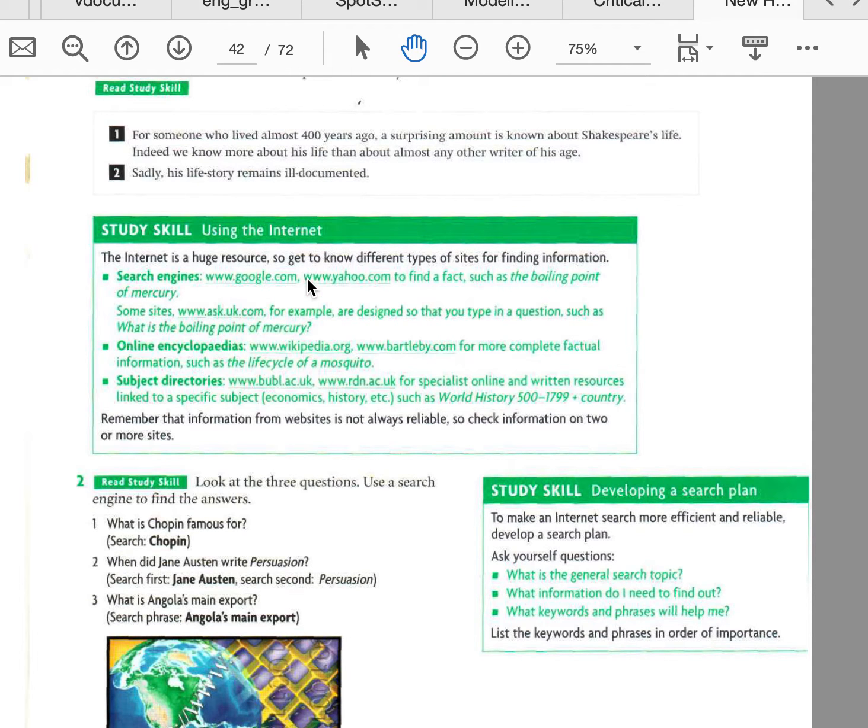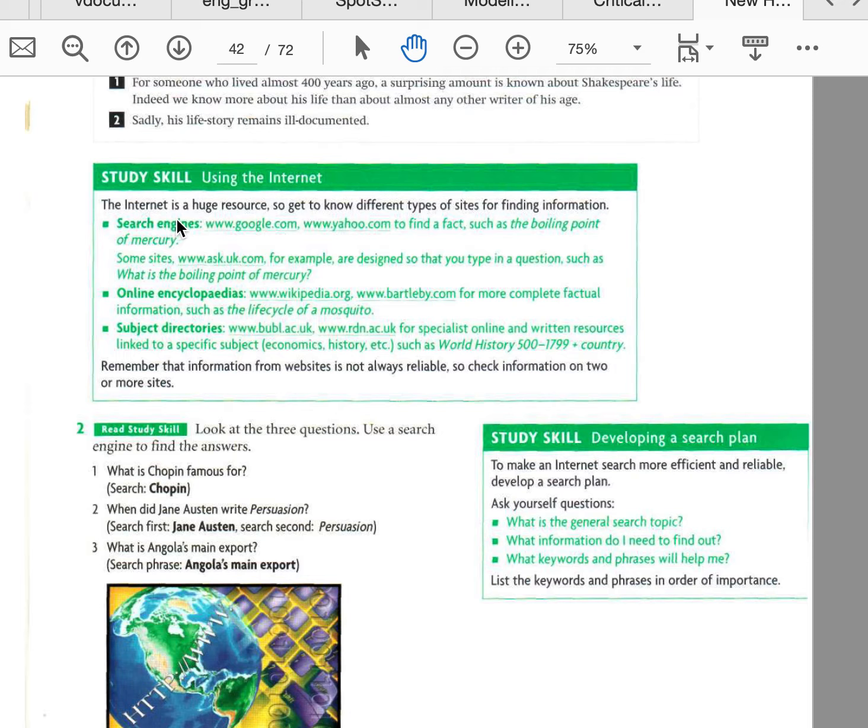The third skill here is using the internet. The internet is a huge resource, so get to know different types of sites for finding information. Of course, these are some of the sources you can use to find the reliable information you need for your work, your study, or whatever. You may need to find a definition for a new word, a newer textbook, or a newer lecture. So you can use these sources. We have search engines, online encyclopedias, and subject directories.